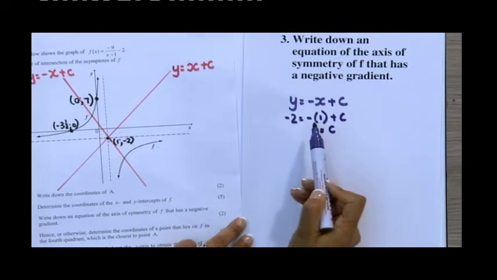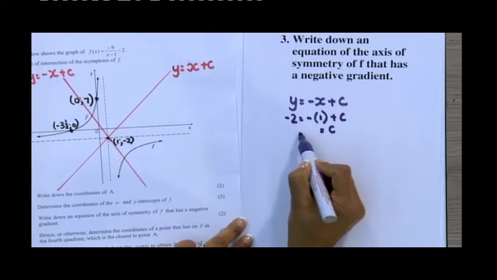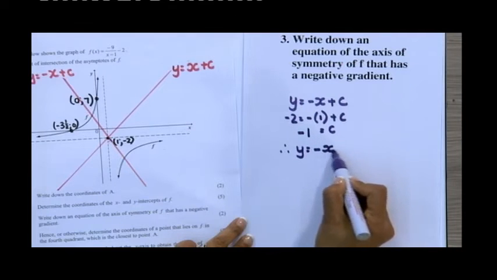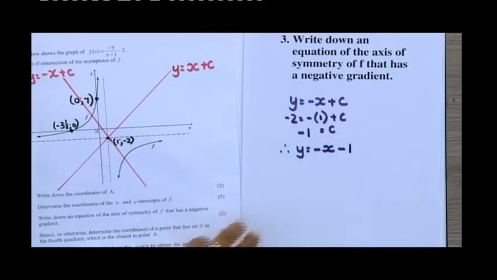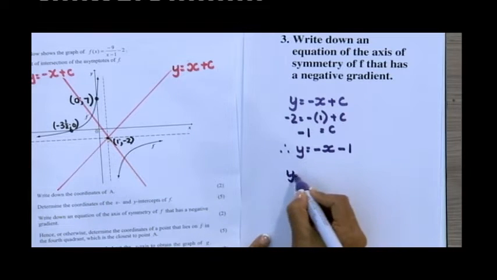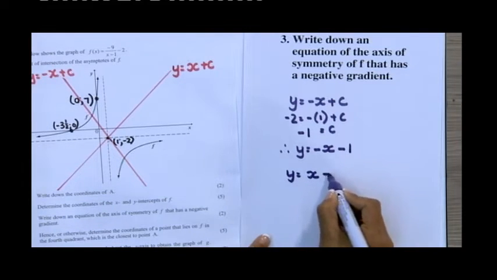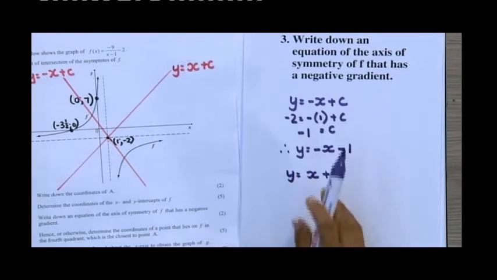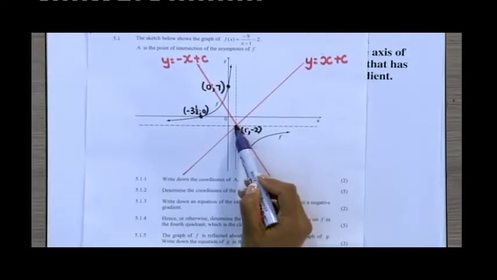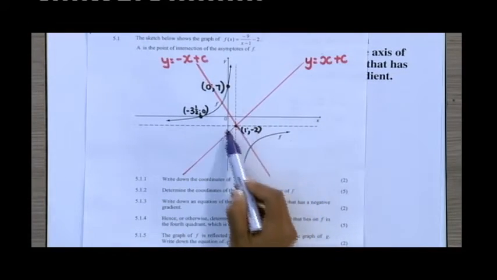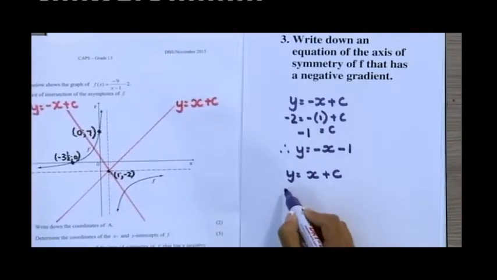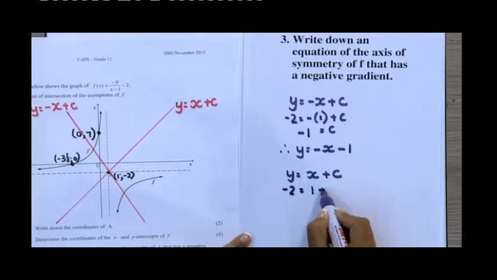Hence, making c equal to, take the minus 1 across, becomes plus 1, minus 1. So the axis of symmetry is negative x minus 1. Was that quite easy? If the question in your paper is the positive axis of symmetry, you write exactly the same equation down but with a positive gradient, and you still substitute the point of intersection of the two asymptotes. X is 1 and y is minus 2, making c equal to negative 3.